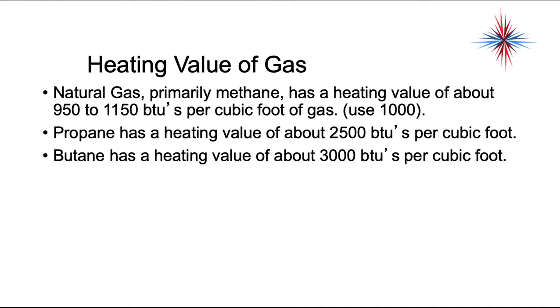So natural gas, primarily methane, has a heating value of about 950 to 1150 BTUs per cubic foot. For calculations, go ahead and use 1,000. Propane has a heating value of about 2,500 BTUs per cubic foot, and butane has a heating value of about 3,000 BTUs per cubic foot. So again, the heavier the gas, the more carbon and hydrogen atoms, the more heating value we're going to have.